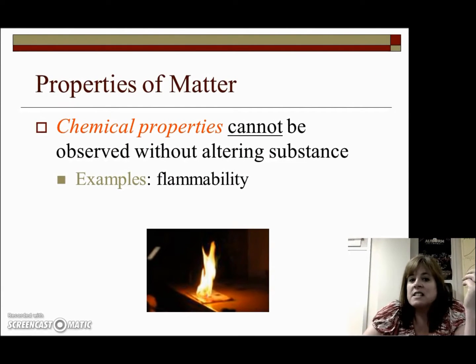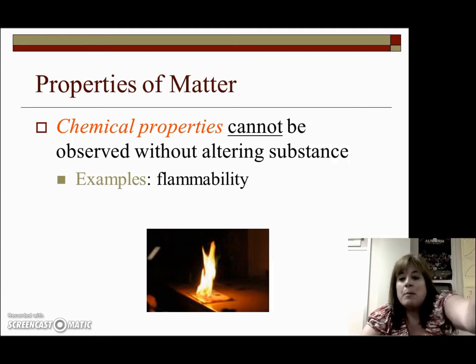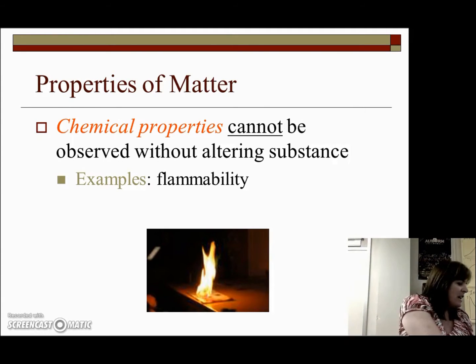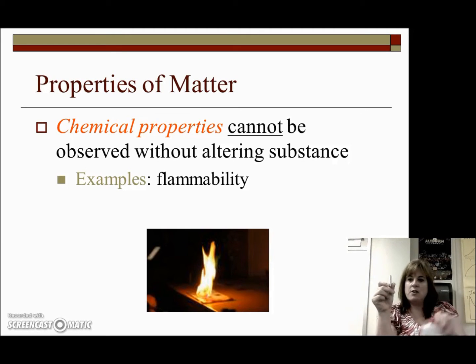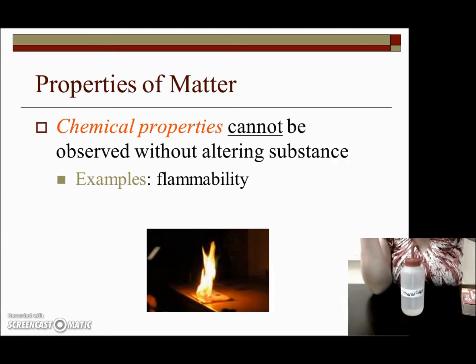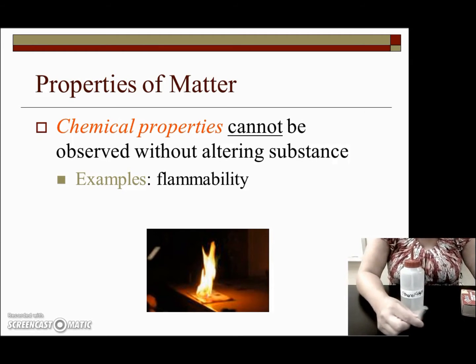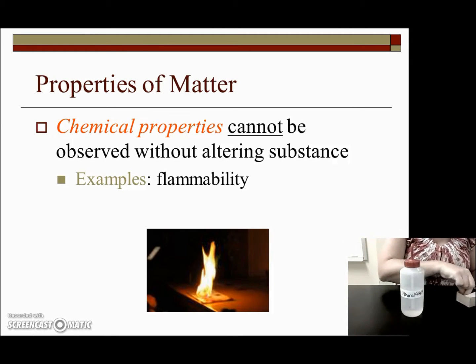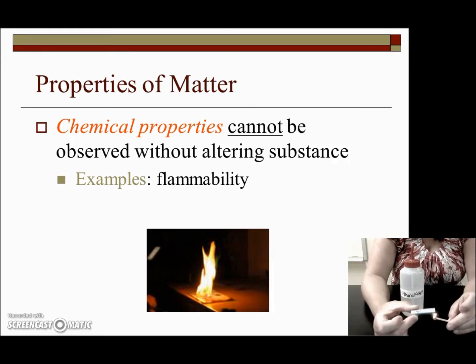A chemical property is something that cannot be observed unless we actually alter the substance. A good example of that is flammability. I have my aluminum here, and I also have a bottle of ethanol, and I want to know, are these flammable? Well, the only way to figure that out is by lighting them on fire. Well, I'm going to put a little match here on my aluminum, and nothing's happening. Obviously, this is not flammable.